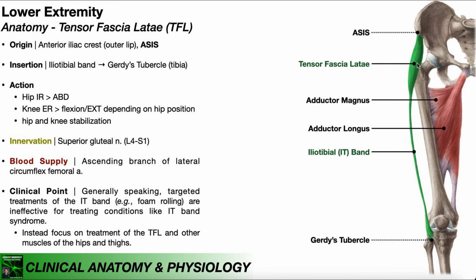But it's not meant to provide that degree of stabilization. It'll provide some, but when you have to rely more on the TFL, it gets overworked, it gets fatigued, it gets ischemic, and eventually it becomes tight and a pain generator. And so even though the pain is typically felt down here at the knee near the lateral epicondyle at the IT band, the actual source of the pain is most likely tightness in the tensor fascia lata muscle. And so a lot of times for IT band syndrome, we want to focus on stretches of the TFL.